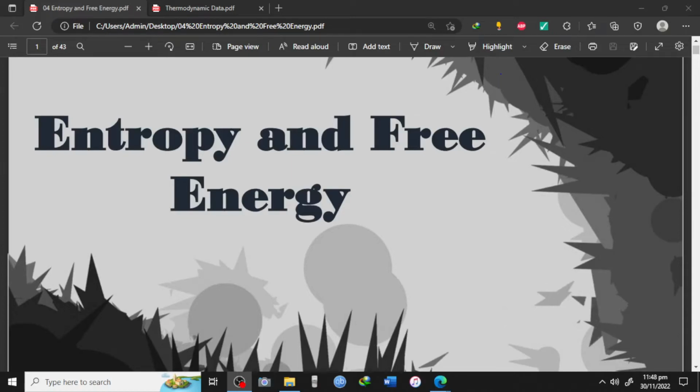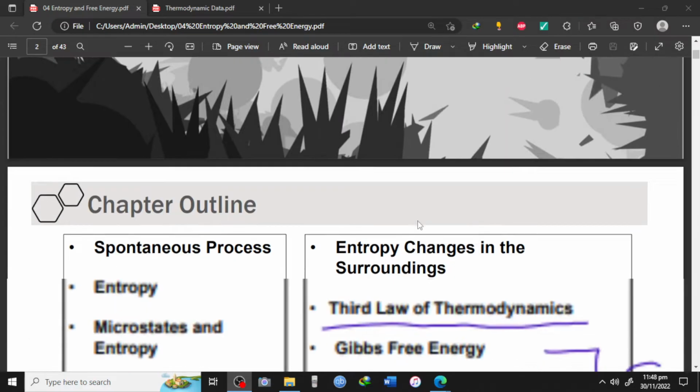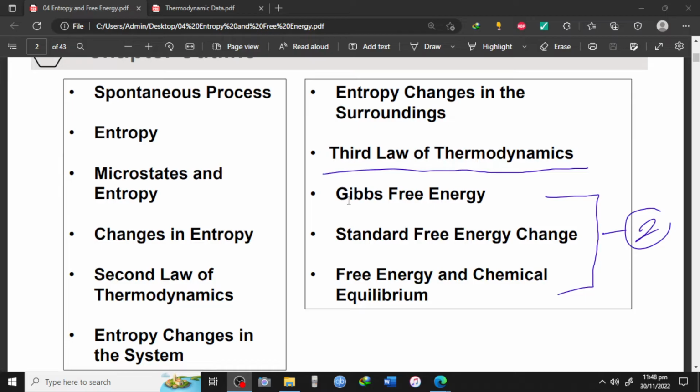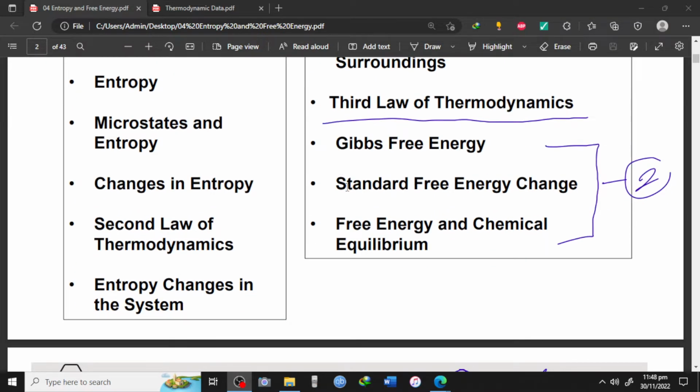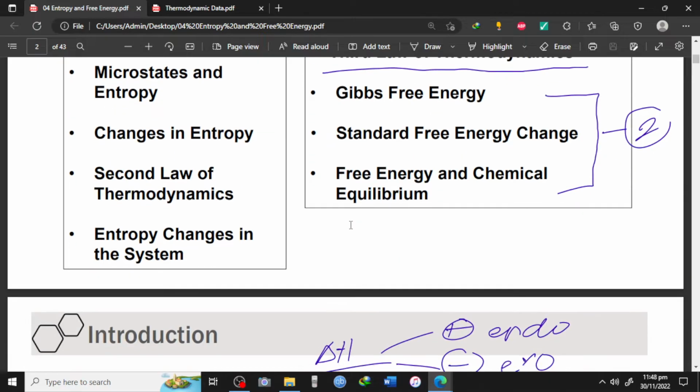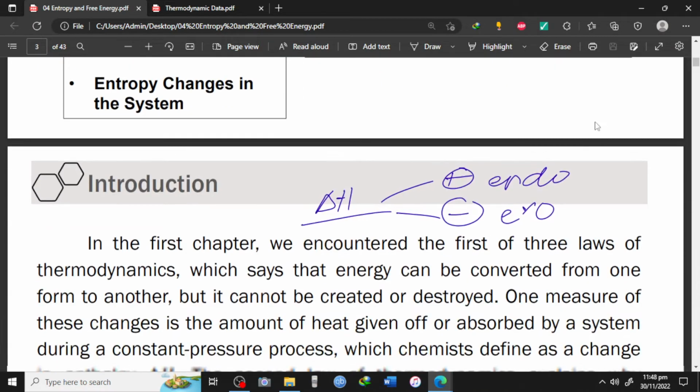Good day, students. For today's agenda, we will be discussing the second part of our two-part lecture for Chapter 3, which is Entropy and Free Energy. So, yung agenda natin for the second part of our discussion includes Gibbs free energy, your standard free energy change, and lastly, your free energy and chemical equilibrium. So, yung tatlong topic na yan yung magiging discussion natin for this particular video.